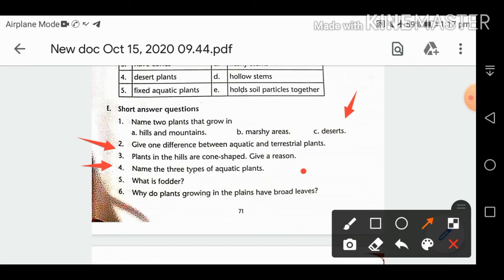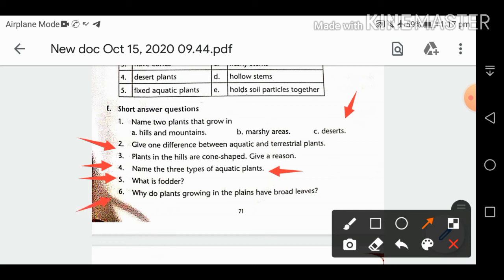Name three types of aquatic plants. The three types are floating plants, underwater plants and fixed plants. What is fodder? The leaves and stem of the plant that remain when we remove the grains are dried and used as fodder for animals.